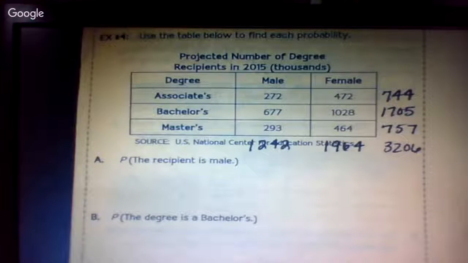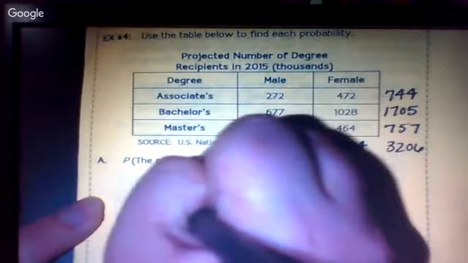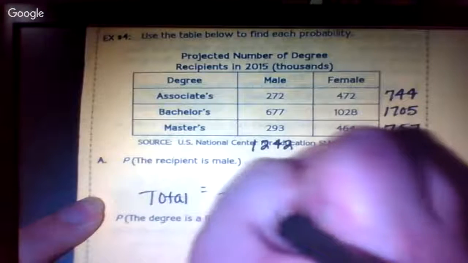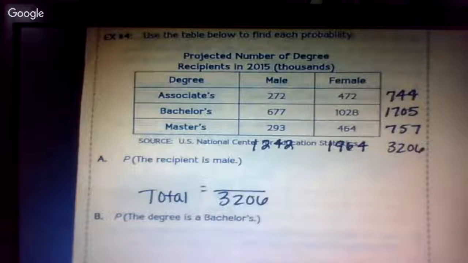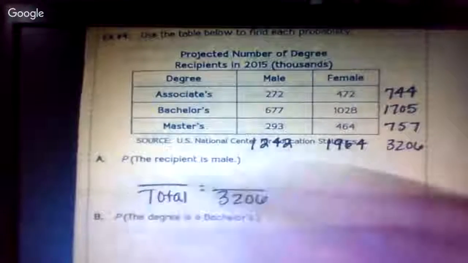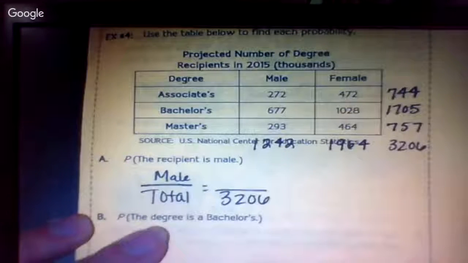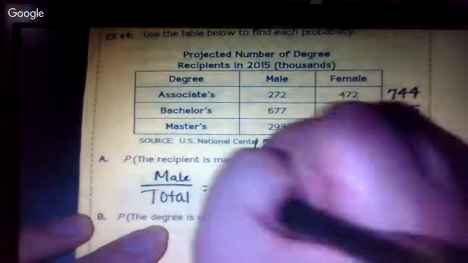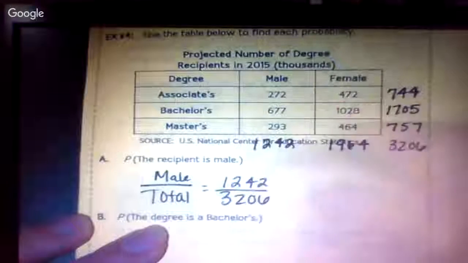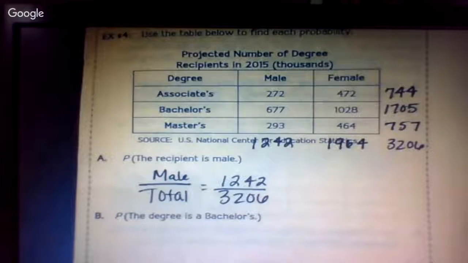Okay, so A says the probability that your recipient is male. Is this conditional? No. So what should go on the bottom? The grand total, 3,206. So total goes on the bottom. What goes in the top then? Males. How many males do I have? 1,242. Okay, we don't care anything else about the males. We just care that they're a male.